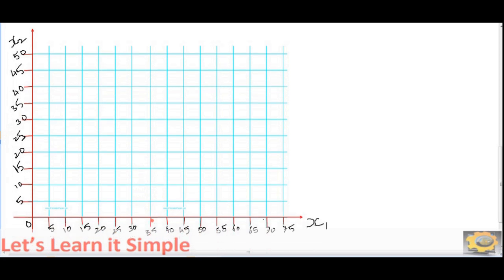Already I have made this, and you have the x1, x2 plot, where you can see in x1 we have up to 75 so that we can accommodate the maximum of 50. Similarly, in x2 also I can accommodate 50. Each unit is equal to 5 in x1, and again in x2 each unit is equal to 5. So, we need to have a scale for x1, x2 so that we can accommodate all the ranges.